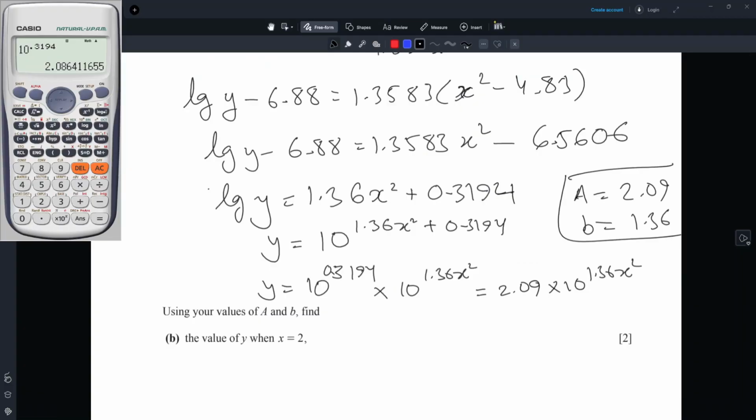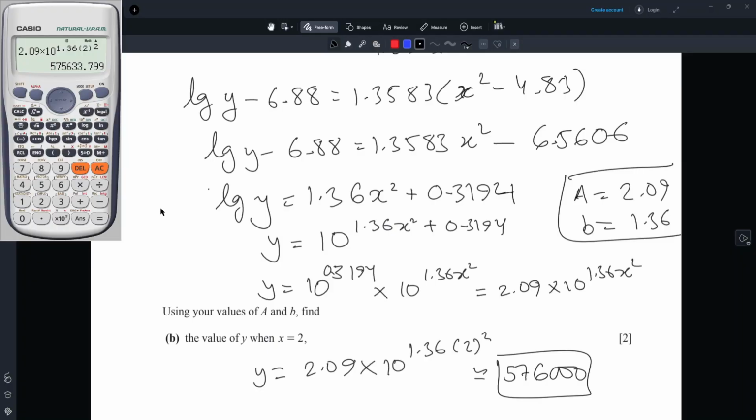From here, I have to write in this form: y equals 2.09 times 10 to the power 1.36 x squared. X becomes 2, and then I just substitute this into my calculator. We get 575633. I'm going to write this down in three significant figures: 576000.